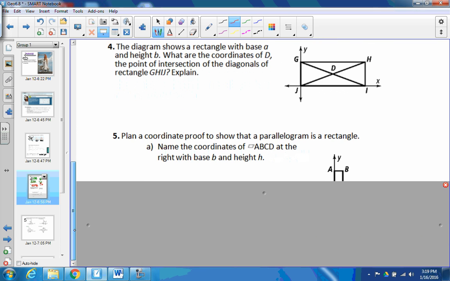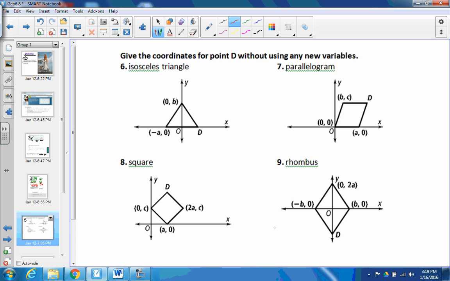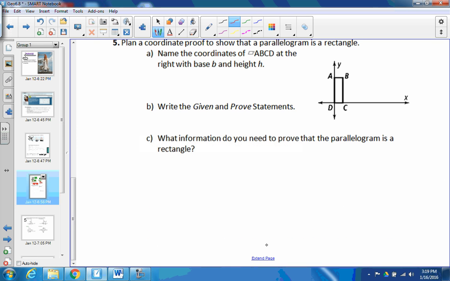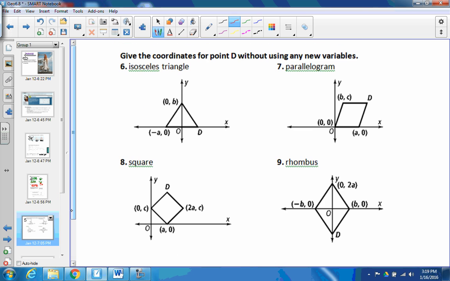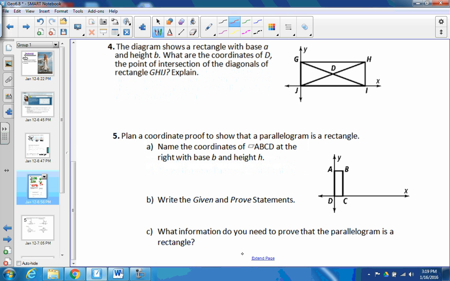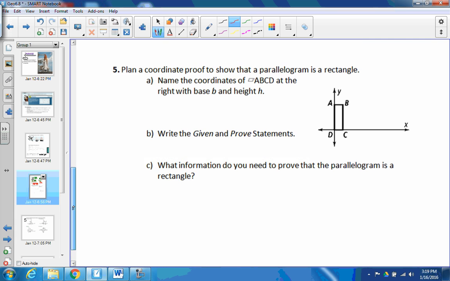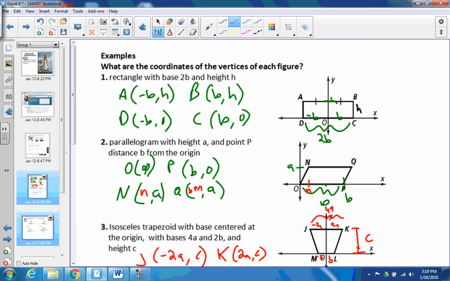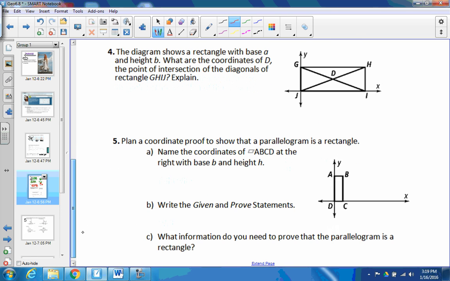And we're going to skip number 4 for right now. Oh my goodness, what's going on here? We're going to go to number 5, planning out a proof. So let's see what we have here. What is going on? I don't know why that keeps happening. I'm so sorry. My computer has a mind of its own.